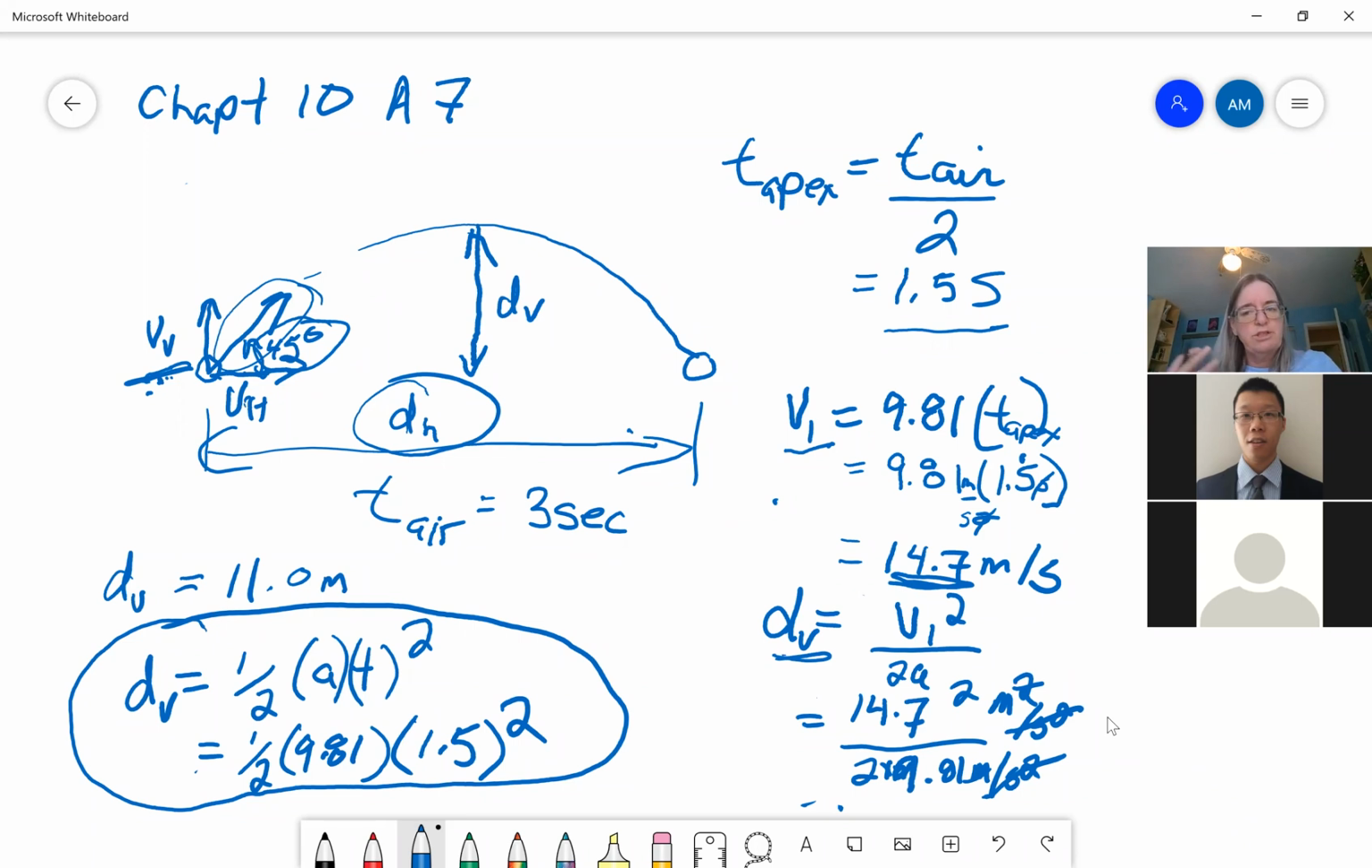They're just rearranging the equations in different ways so that, given whatever information you have, you can plug it in to get what you need. But because you have that time to apex, you don't need to know the vertical component of the velocity. You can calculate it. Okay, yeah, that makes sense. Thank you. Okay.